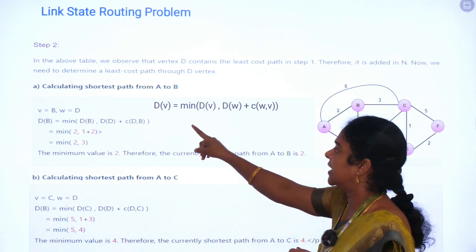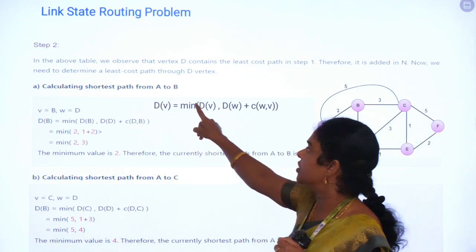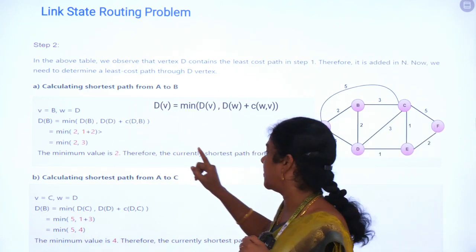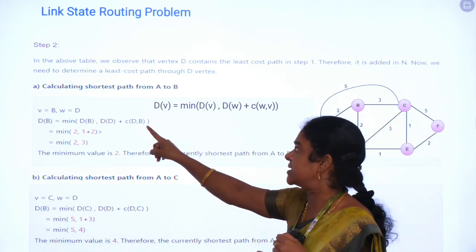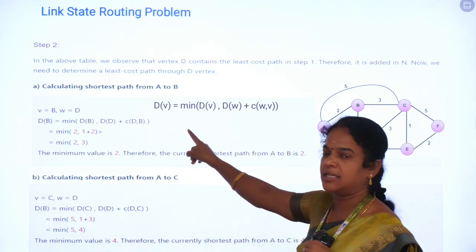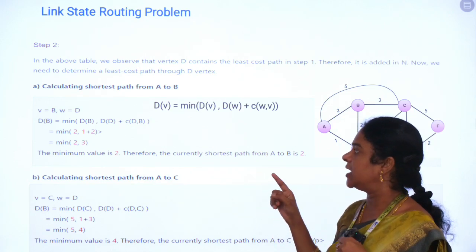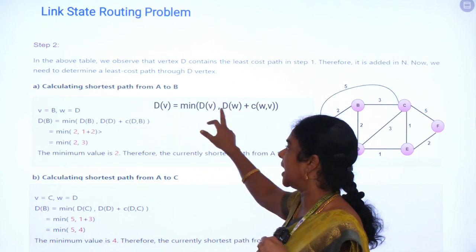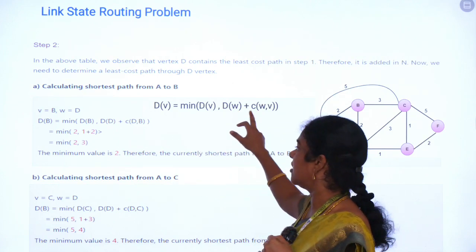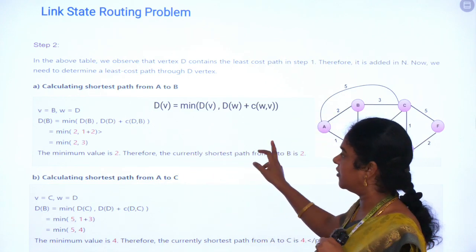So here we write the vertex is B. A to B you find out. So B is the vertex node V, and W is the root node, which is D. So D is the root node. The formula is D of V equal to minimum of D of V, D of W plus C of D comma V. So D of B equals minimum of D of B comma D of D plus C of D comma B. We already found D of B and D of D.